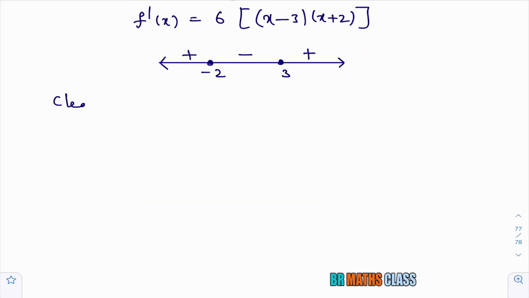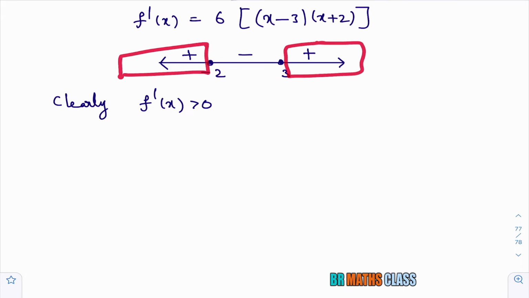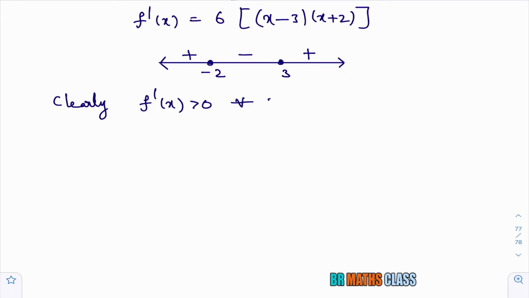So what I can write here clearly, f dash of x is greater than 0. When f dash of x is greater than 0, you observe in this zone as well as in this zone. In both these intervals, f dash of x is greater than 0. So clearly f dash of x is greater than 0 for all x belongs to this zone. What is this? Open interval minus infinity to minus 2, union this zone. What is this? Open interval 3 to infinity.